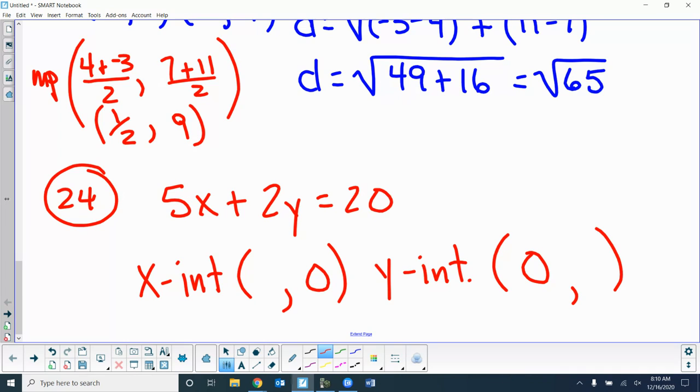Okay, so the way I do it is I just cover up the y. 5 times what is 20? 4. Thank you. 2 times what is 20? 10. That's all I got to do. Easy problem. Okay?